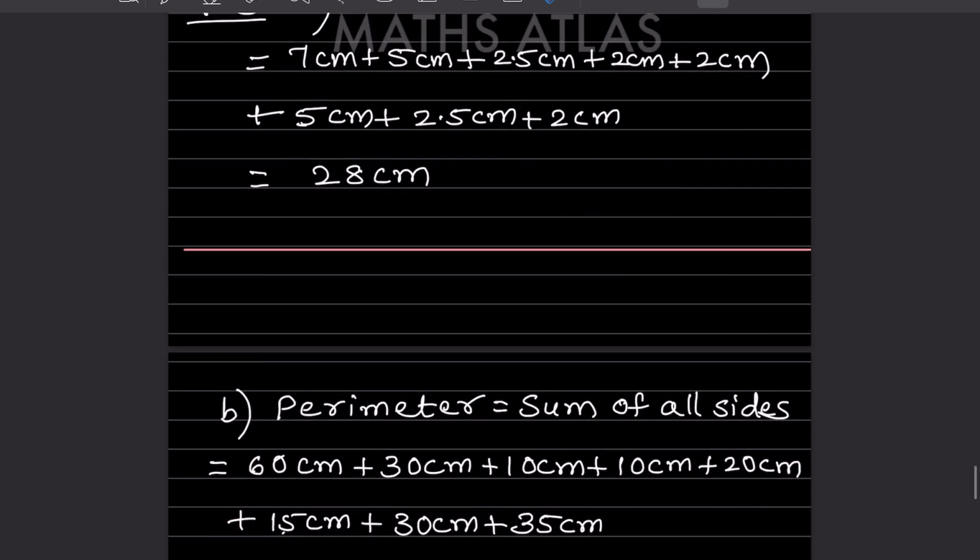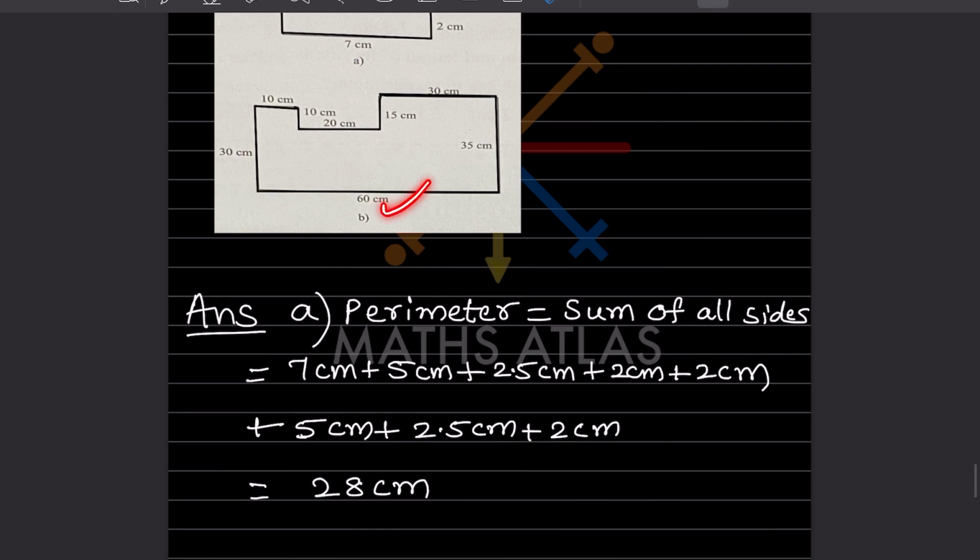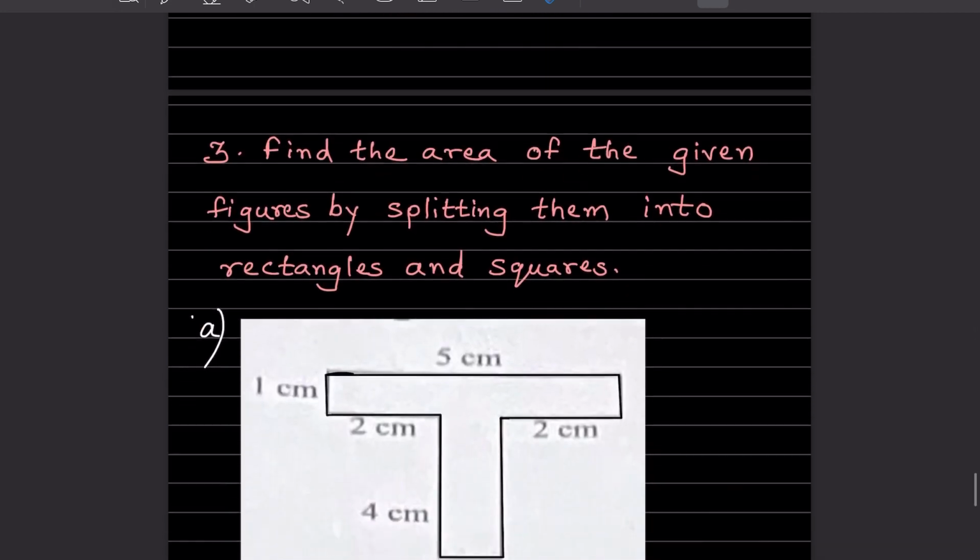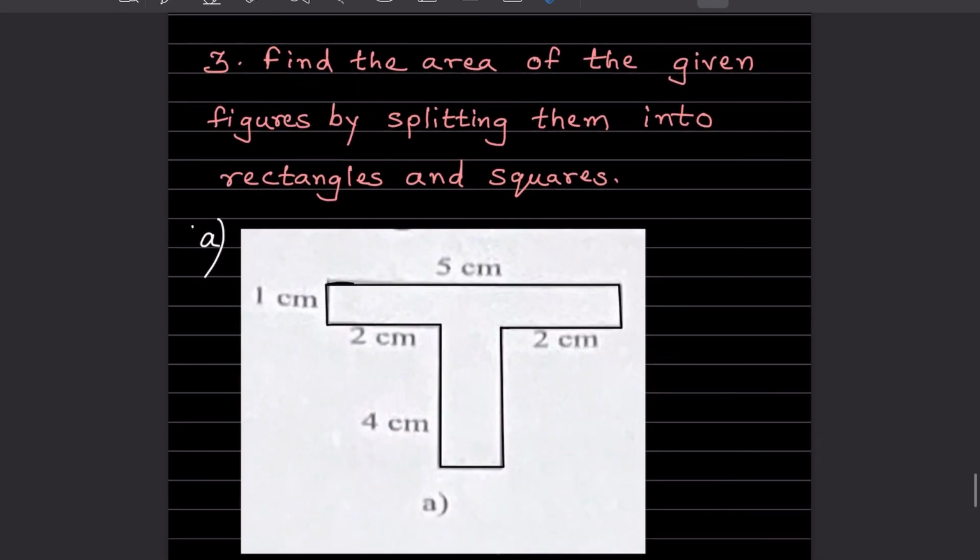So you only have to look at the figure and put a tick mark so that you don't miss any number. Hope you got this. So the next ones: here they asked for the perimeter, here they ask for the area. This is very important when the diagram is given. They said, find the area of the given figure by splitting it into rectangles and squares. There is no hard and fast rule about what to split first, but it should be done in a proper way.